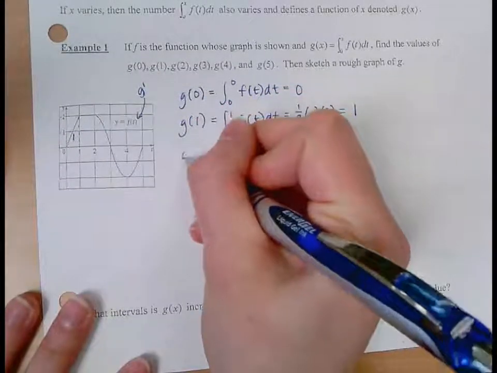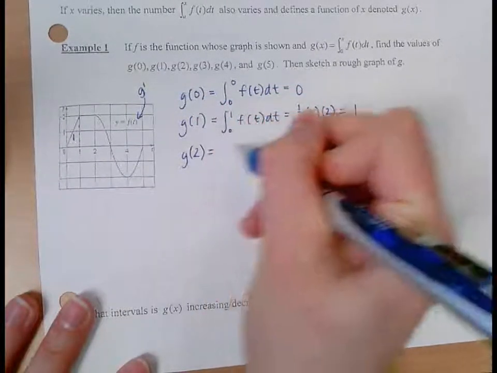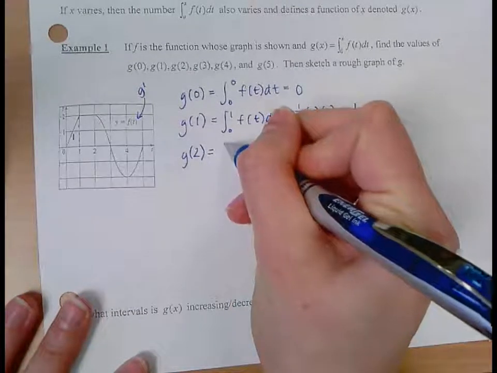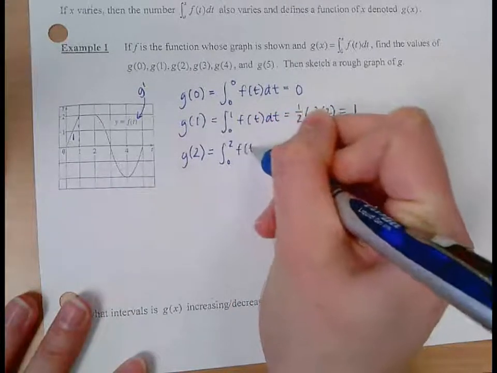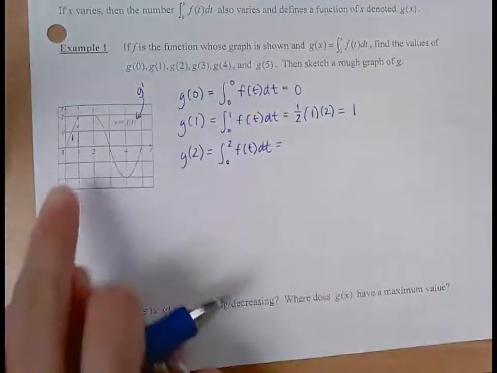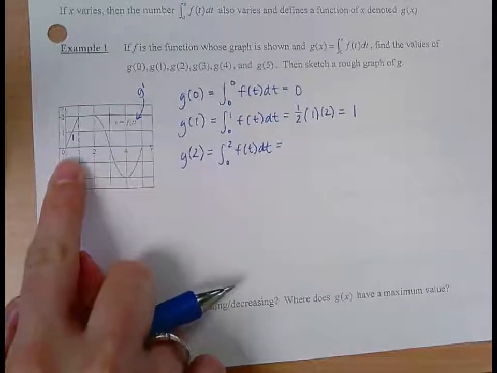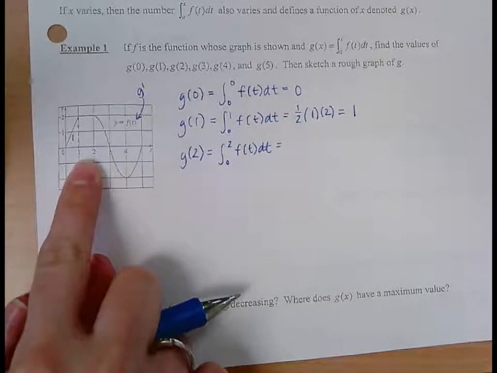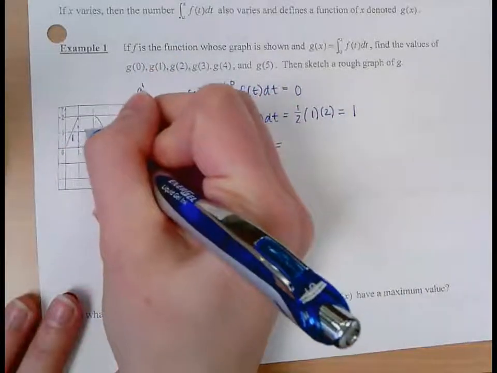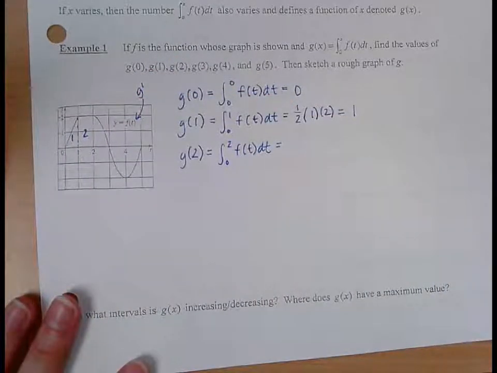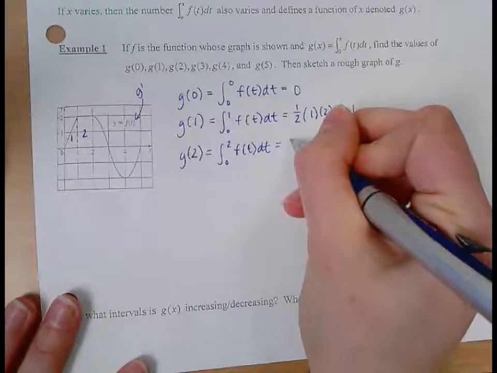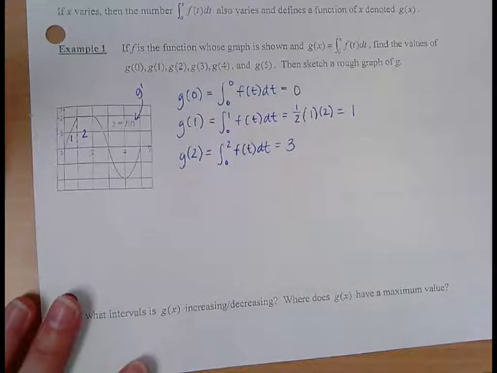So then g of 2, I'm going to go from 0 to 2 of f of t dt. We still have the area from 0 to 1. Now we need the area from 1 to 2, which would be 2, a rectangle that's 1 by 2. So that would be 1 plus 2, which is 3.